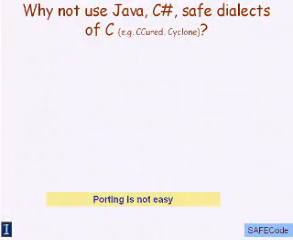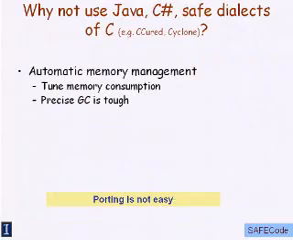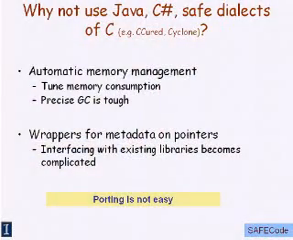But in either case, why can't we port existing applications which are written in C and C++ to these strongly typed safe languages? Well, the answer is porting is not easy. One of the main reasons is that of automatic memory management, or garbage collection. These C programs were written years ago. They were never written with garbage collection in mind. So if you want to add a garbage collector to a C program, you have to tune it for memory consumption. And besides, precise garbage collection for C and C++ programs is tough, because of the type unsafe nature of these programs.